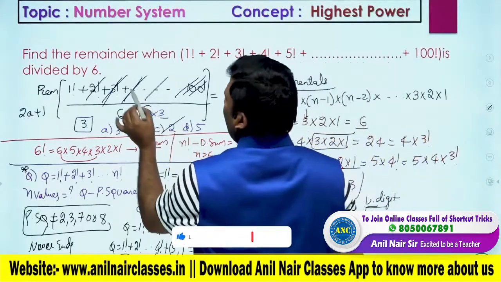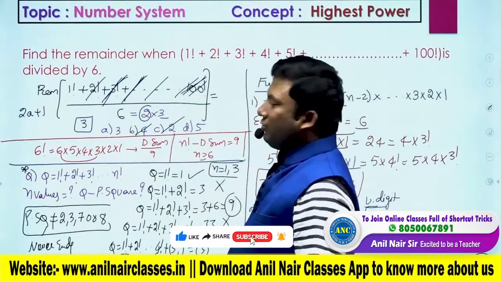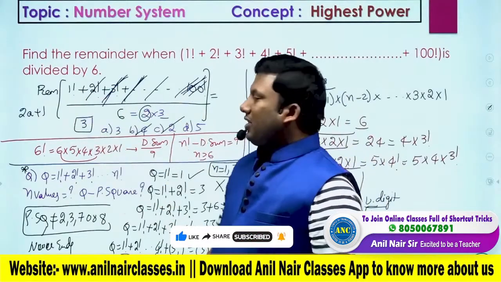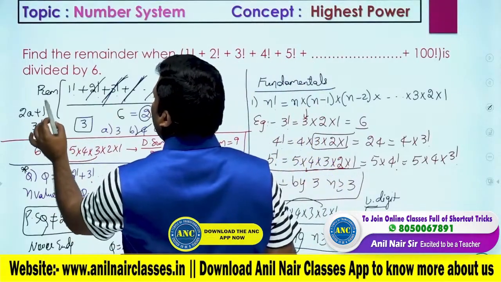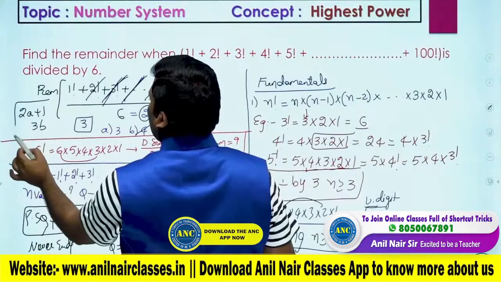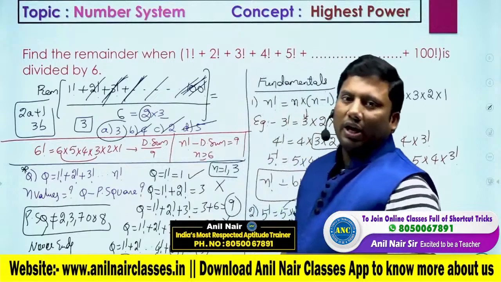Now 3. From 3 factorial onwards, all are divisible by 3. 2 factorial is 2, 2 plus 1 is 3. The answer should be perfectly divisible by 3. Only option 3.